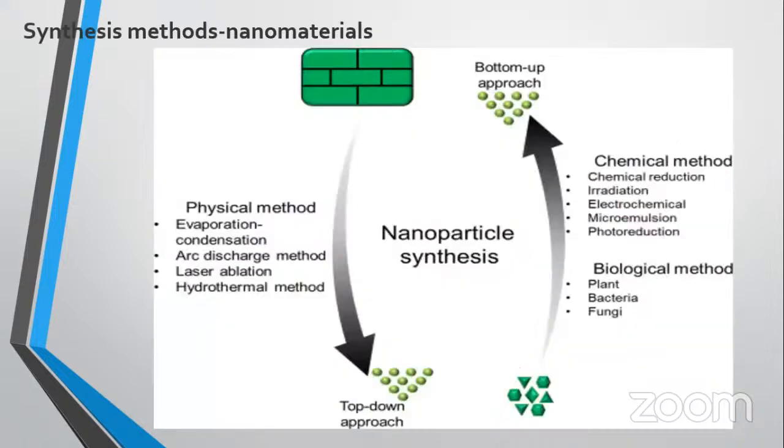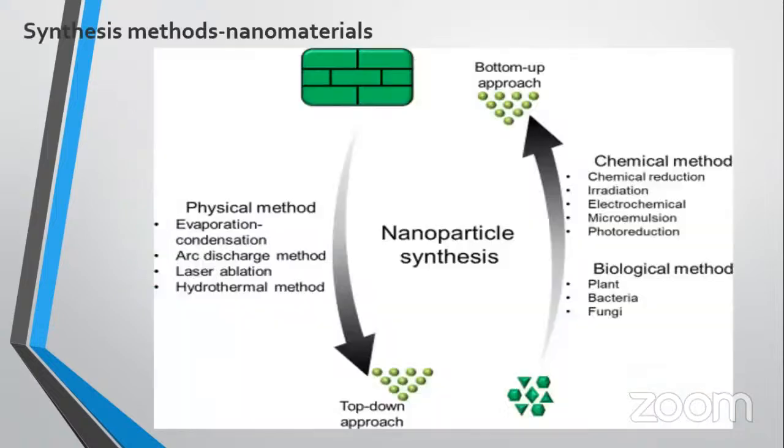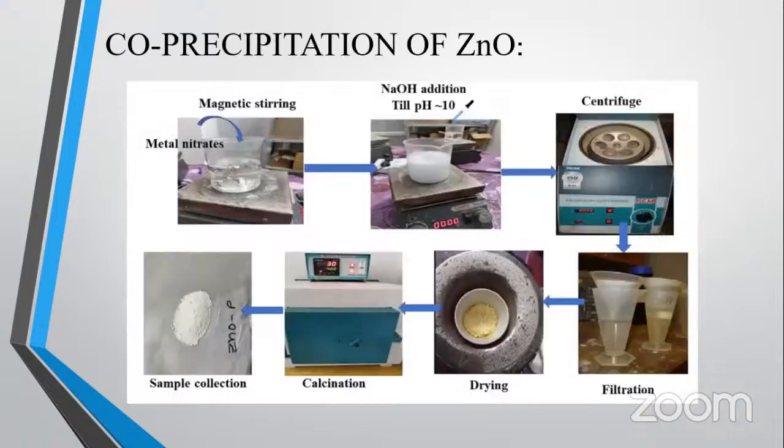There are several ways of synthesizing zinc oxide: physical method, chemical method, and biological method. The co-precipitation method, sol-gel method, and microwave heating method are chemical methods, and the green synthesis method is a biological method. In synthesizing nanostructures through chemical methods, crucial process parameters are pH, reaction temperature, and concentration of nitrates. The method is a simple and industry-available technique.